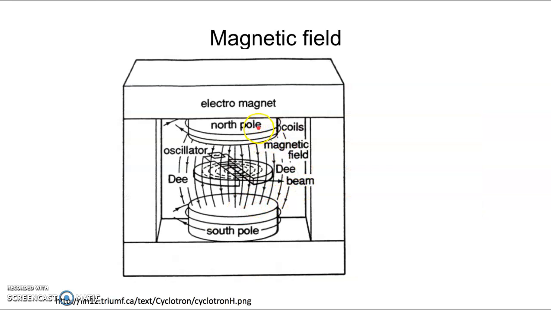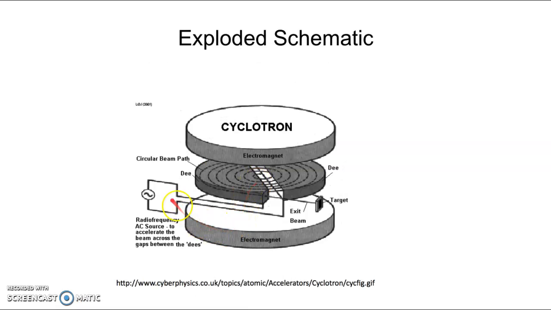The magnetic field's got two electromagnets there. They've got a magnetic field which is perpendicular to the two Ds there with the gap between them. And you've got a high frequency AC source of electricity, and that gives you this electric field across the gaps in the cyclotron. So top and bottom electromagnet, perpendicular magnetic field, side to side here you've got alternating electric field.